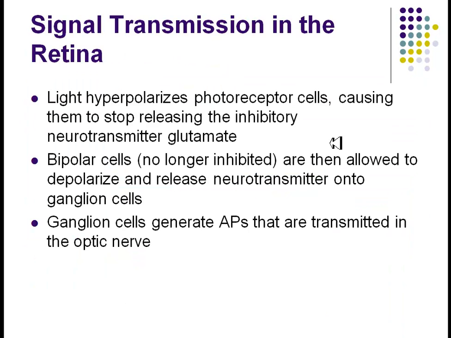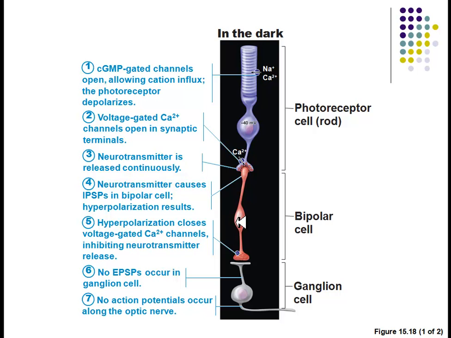So this covers the basics of how the hyperpolarization is going to stop cells from releasing the neurotransmitter glutamate, and bipolar cells are no longer inhibited by this inhibitory neurotransmitter, which allows them to depolarize, releasing their neurotransmitter on ganglion cells. Now the ganglion cells can start their action potentials, carried down the optic nerve to the brain. Well, this will look a little more clear with pictures in just a second.